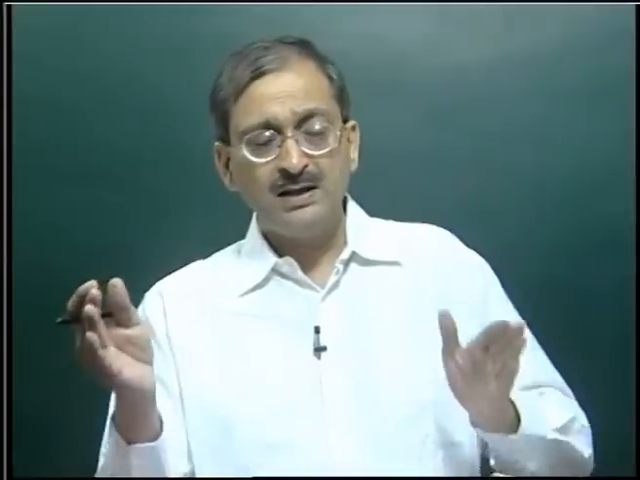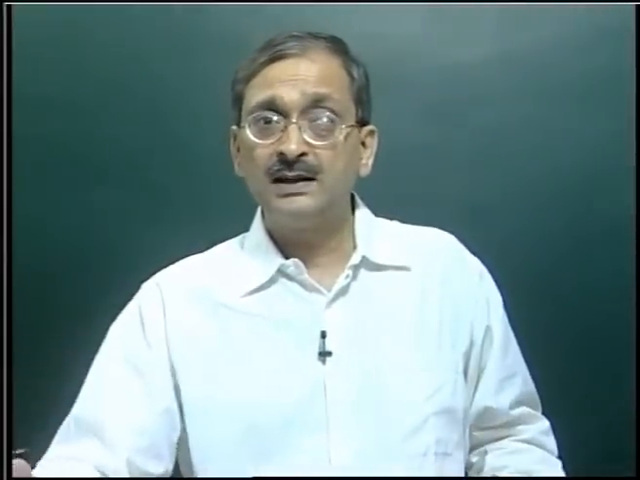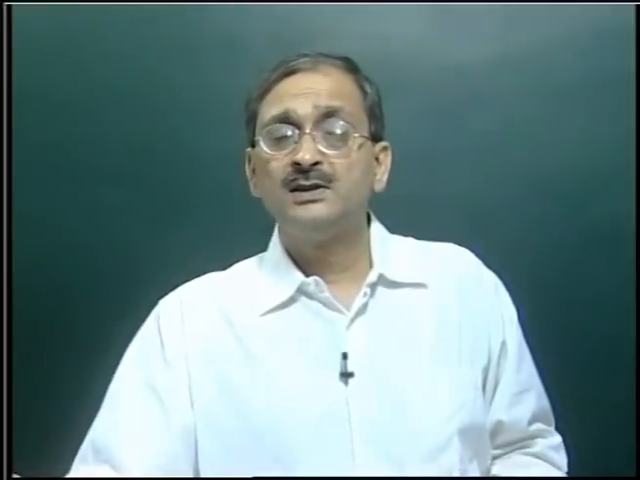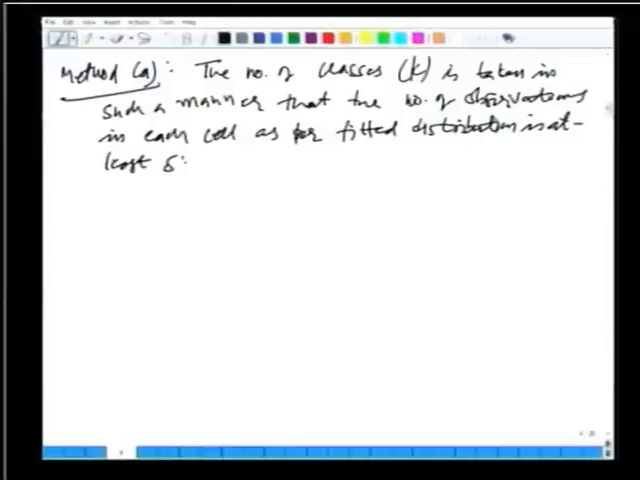What we do is we combine the individual cells, all right. So, if we find that the number of expected observations is less than 5, we just combine the adjoining cell, or we redefine our cell boundaries, okay. So, this is the method A. This is applicable for the discrete distributions only, all right. Method B we will look at for continuous PDFs.